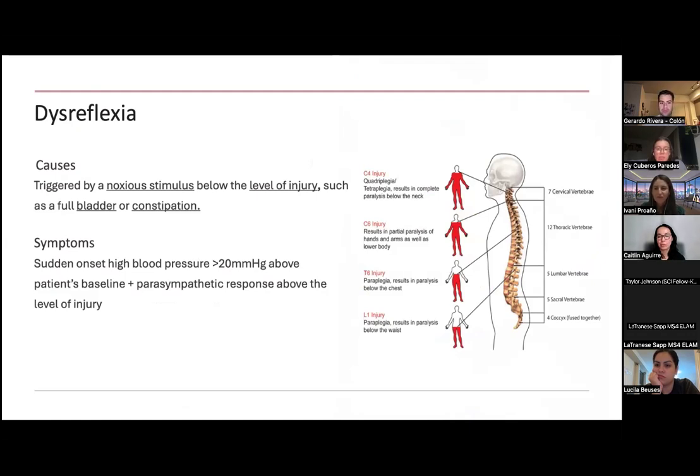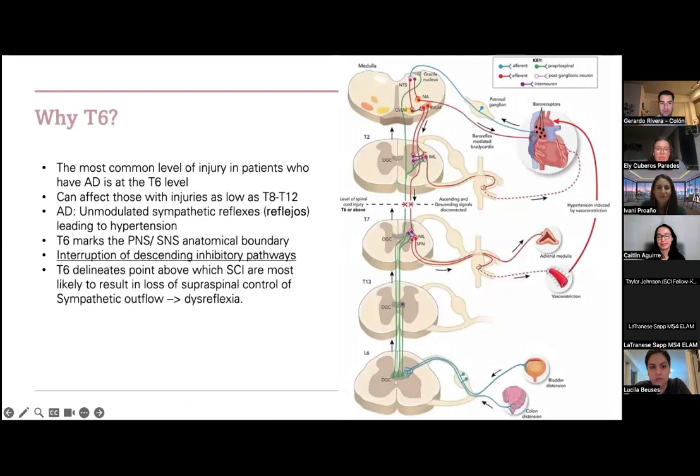To answer your question, I think the one slide said that T6 was the most common level. I think that is a little misleading. AD primarily occurs above the level of T6, but the most common levels are still the cervical level injuries. Those patients are going to be at the highest risk. And complete, probably like 80 to 90% more likely than incomplete.